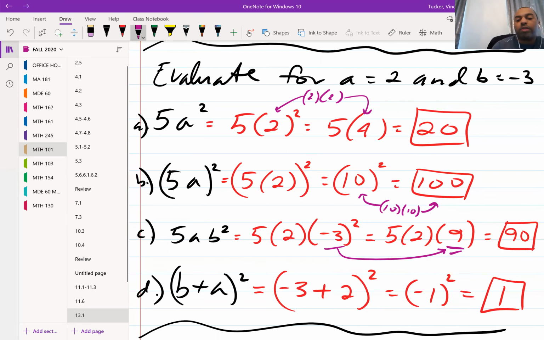All right, last one, b plus a squared. So negative 3 plus 2 squared, negative 3 plus 2 is negative 1. Negative 1 squared is negative 1 times negative 1, which is positive 1. All right, any questions?